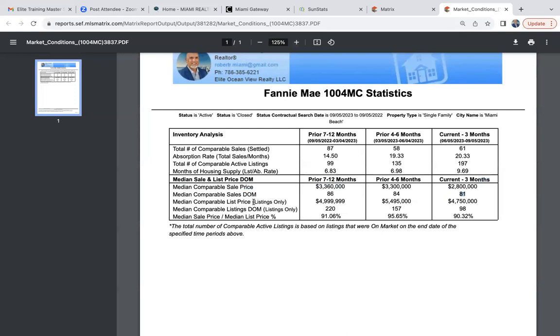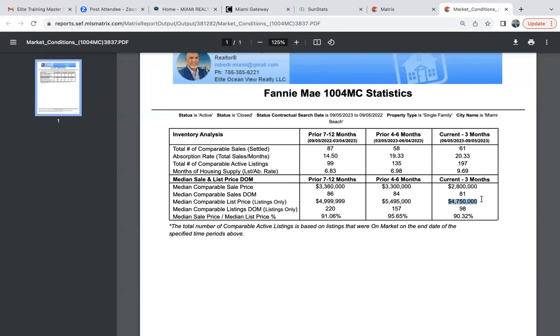This line right here is the median list price of the current active listings. So take a look at the price. We went from 5,495,000 during the months of March, April, May until June 4th. And now we are down to 4,750,000. All right, so that's a price reduction on the list price.